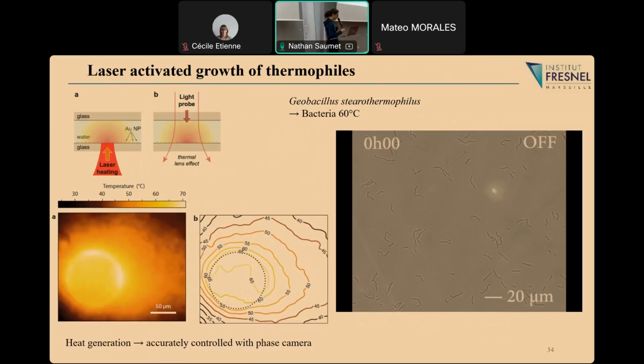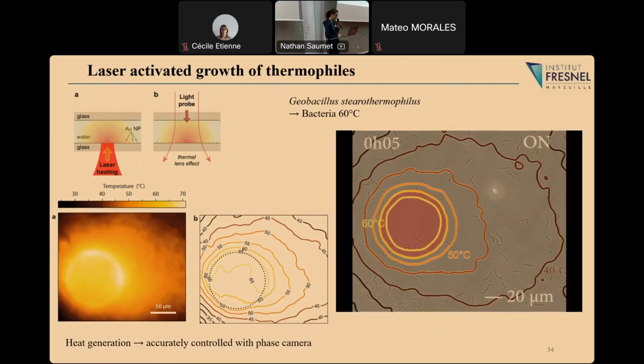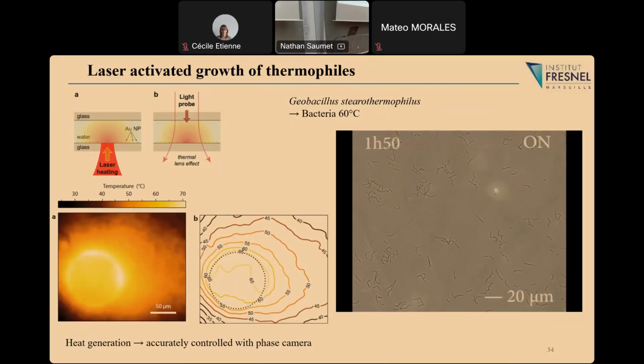And when I did that, here is what we can observe in the video. At the center here, I have more than 60 degrees, a temperature that allows the growth of Geobacillus stearothermophilus, and we can clearly observe in vivo the growth in real time.